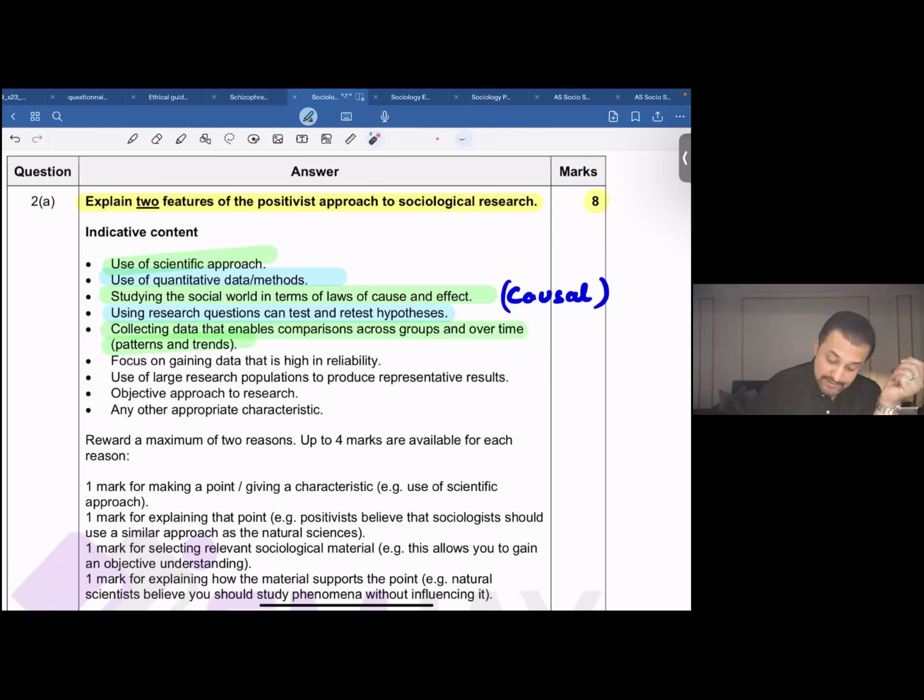Now, moving on, positivists focus on gaining data that is high in reliability. Again, this goes pretty much in line with the second point over here. If you talk about collecting quantitative data, numerical data or numbers, it's easier. They say quantitative data has more chance of being reliable.